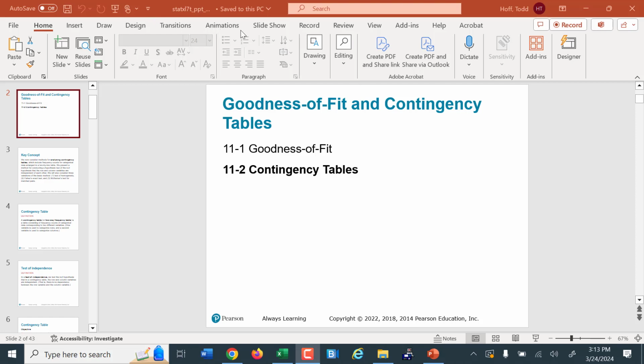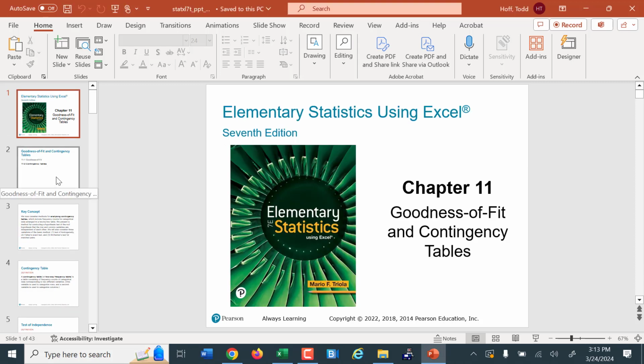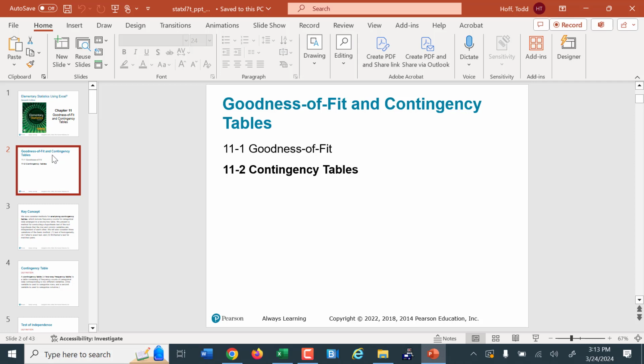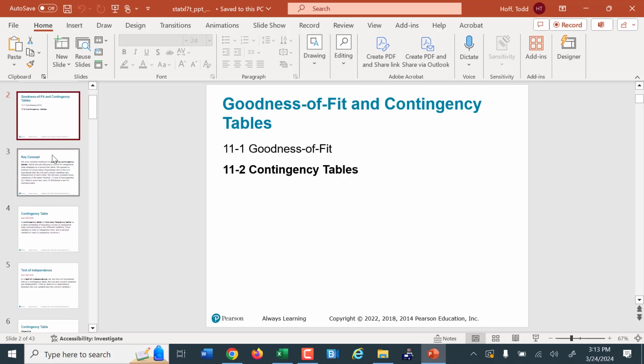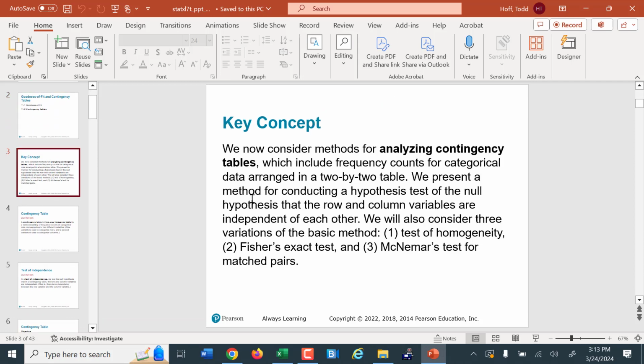As promised, we're back to finish up the chi-squared testing with two-way tables, so contingency tables here. And remember, the two types of tests we're going to look at are tests for independence and tests for homogeneity. So looking here, the key concept is we're going to be analyzing the relationship between two variables for one data set. We're just going to be looking at the tests.